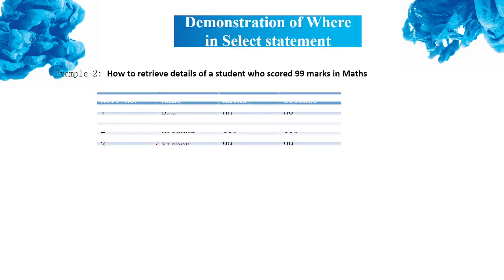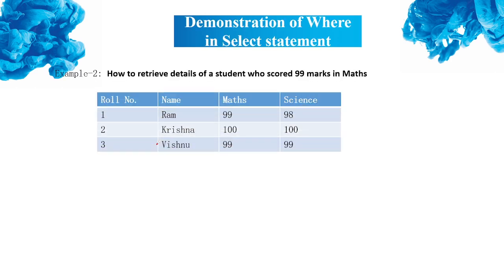And if we see the condition, normally there are three tuples here: Ram, Krishna and Vishnu. Ram scored 99 marks in mathematics and 98 marks in science. If I want to know who scored 99 in mathematics, or who scored 99 in both the subjects, we need to have a specific condition, right? For that condition we use where.